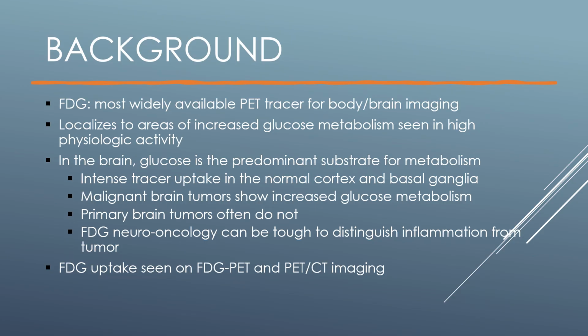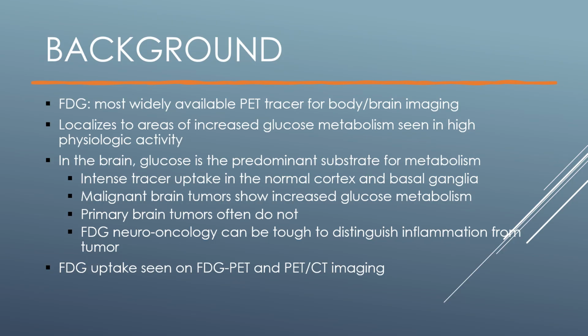FDG is the most widely available PET tracer for body and brain imaging. It localizes to areas of increased glucose metabolism seen in high physiologic activity. In the brain, glucose is already the predominant substrate for metabolism, so there is intense tracer uptake in the normal cortex and basal ganglia, and malignant brain tumors will show increased glucose metabolism.